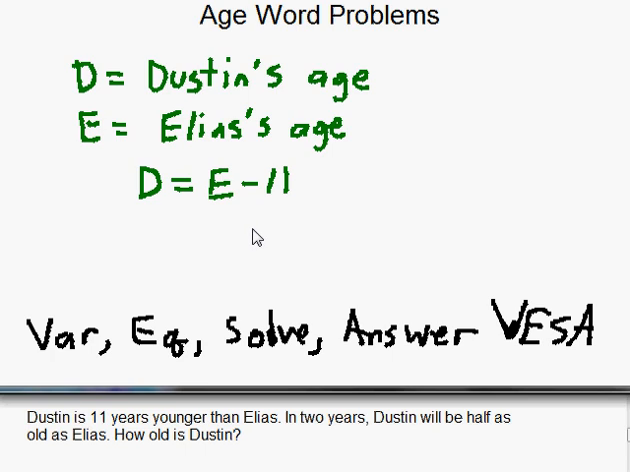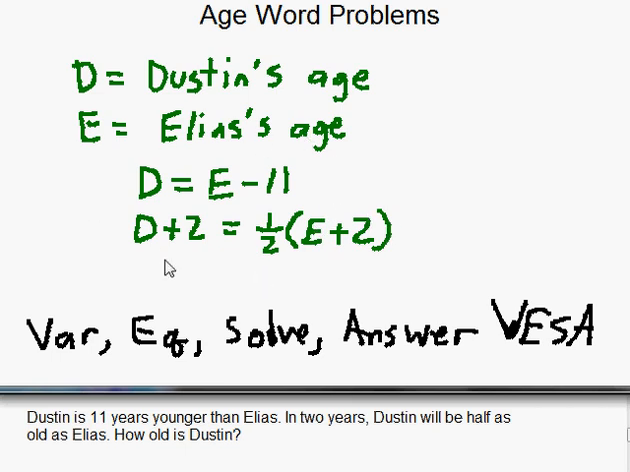Okay, good. And then the other information, in 2 years, so that would be D plus 2, right? In 2 years, Dustin will be D plus 2, but that's going to be half as old as Elias. So would that be 1/2 of E? Here's the tricky part. Is it half of E? No. What would it be? It's half of E plus 2. That's right. And we need to put E plus 2 in parentheses because it's half of that whole thing. If we left out the parentheses, it would be half of E and then that thing plus 2, which is not right. It's half of Elias's age in 2 years.